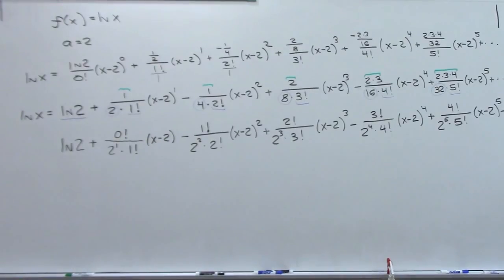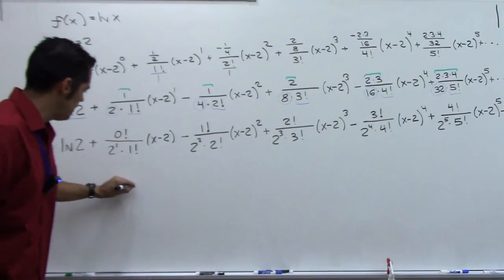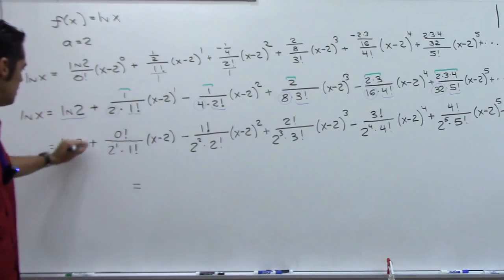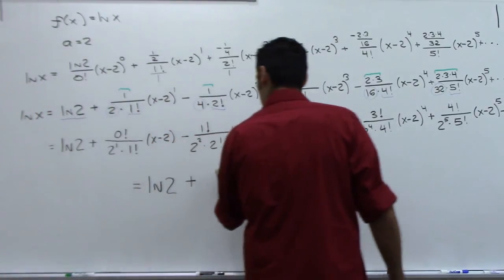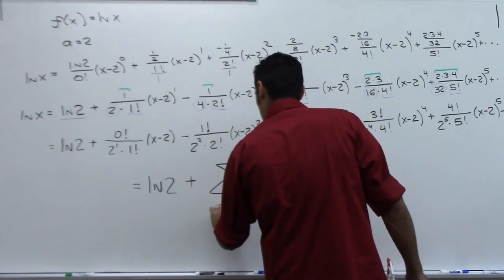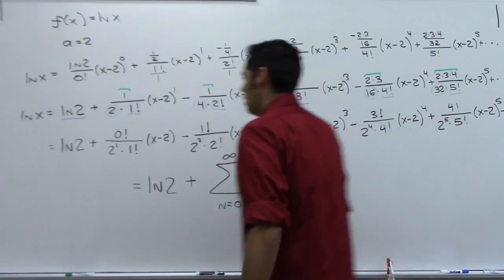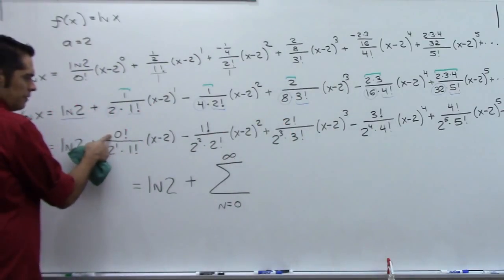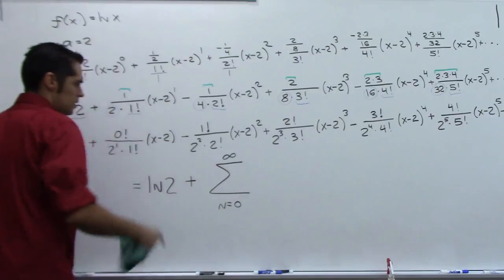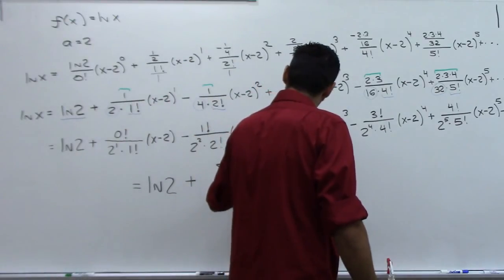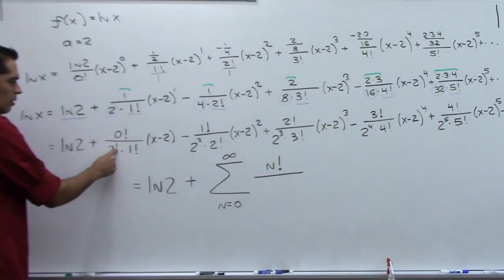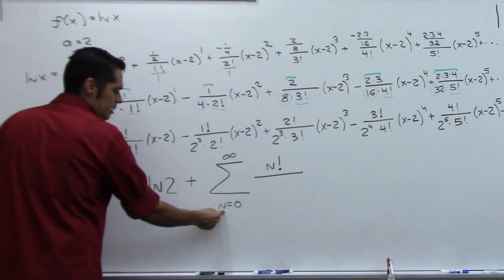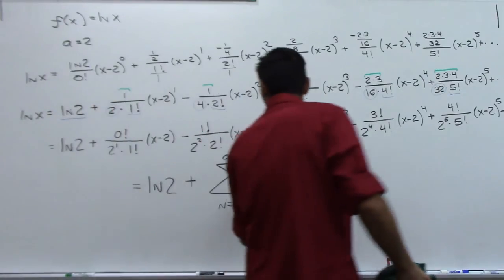It's good enough. All right, so now I'll try and write this in sigma notation. So this should be equal to, now this didn't fall into the pattern, so I'm just going to put natural log 2 here, plus the sum from n equals 0 to infinity. All right, so this first one, 0 factorial. If I'm starting at n equals 0, then it's going to be n factorial on top. All right, 2 to the first power. So if I'm starting at n equals 0, that needs to be 2 to the n plus 1.